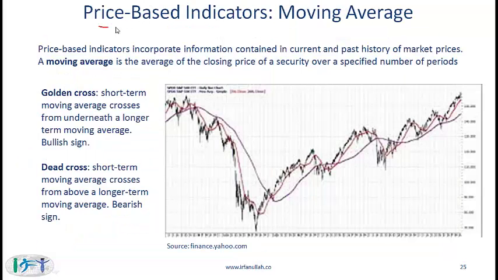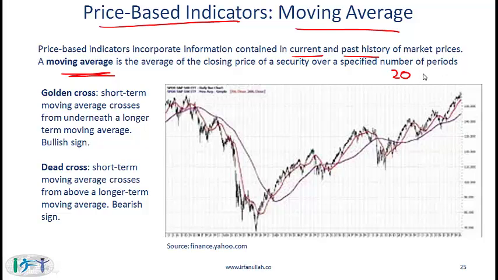Let us start with price-based indicators, and the item that we'll cover first is moving average. Price-based indicators incorporate information contained in current and past history of market prices. A moving average is the average of the closing price of a security over a specified number of periods. So let's say that we are taking a 20-day moving average. This means that we look at the last 20 closing prices and come up with the average.